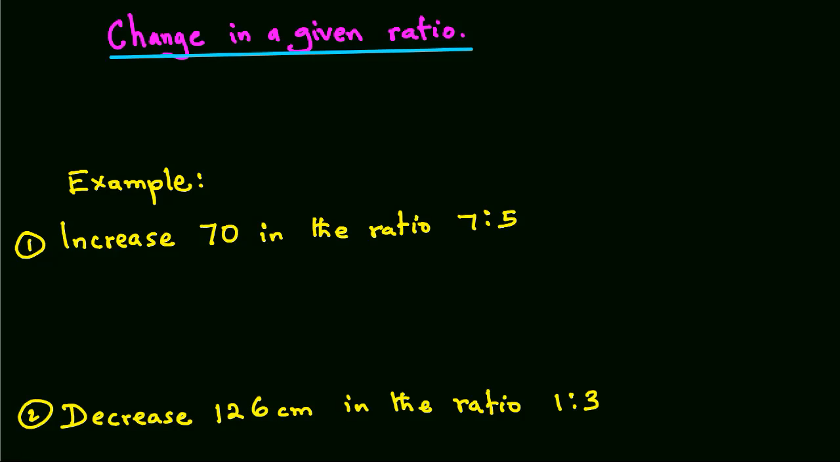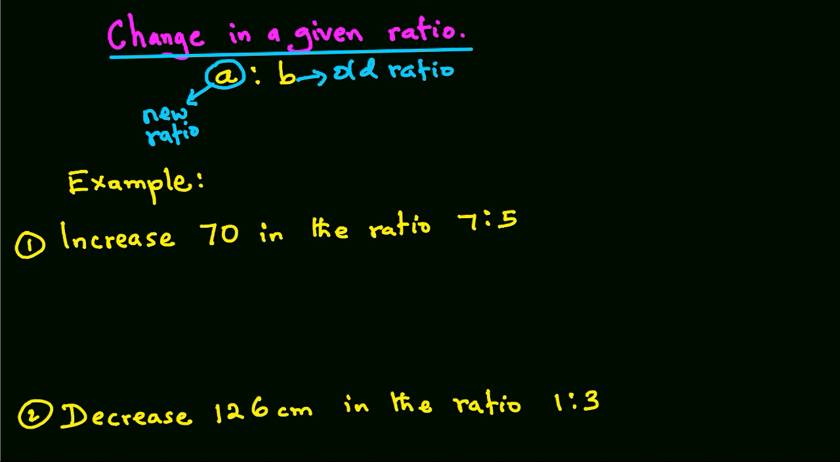Let's talk about change in a given ratio. Now, changes in ratio are usually expressed as A to B, where A represents the new ratio and B represents the old ratio. So the ratio, in other words, is from old to new.